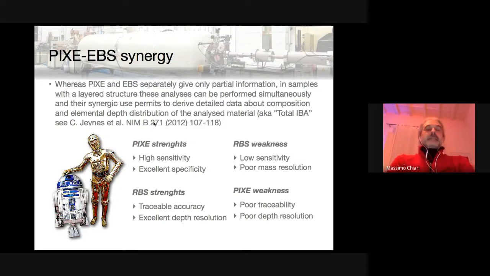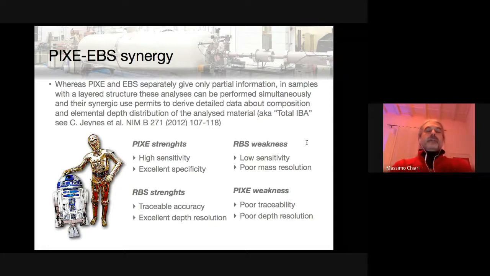Our setup is a total IBA setup, so I will just provide you a few obvious hints on the importance of the synergy between PIXE and other IBA techniques like RBS, EBS, and PIGE. For example, PIXE and EBS are perfect companions. You see, for example, here from Star Wars, the astromech droid complementing the protocol droid, as you can see from the first opening scene of A New Hope. And indeed, as written here, the strengths of PIXE can be compensated by the strengths of RBS.